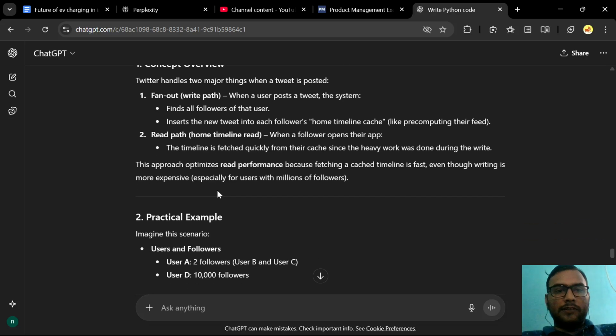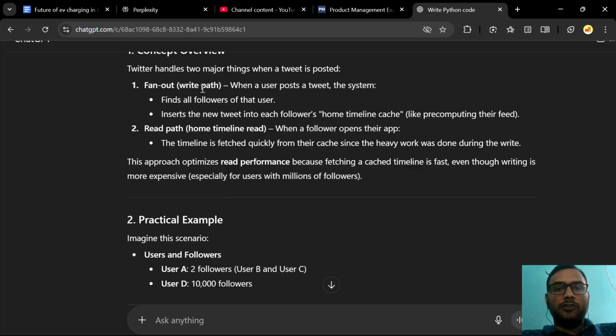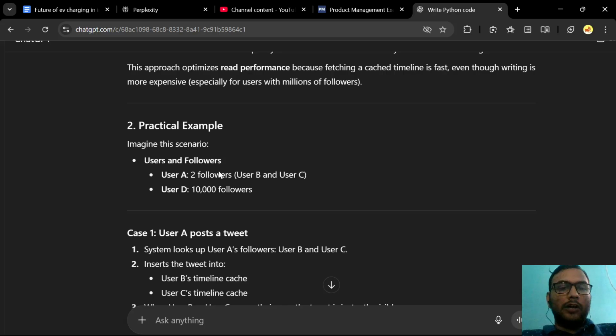So as we were discussing, the fan out write path is where a user posts a tweet, and the system needs to find all followers of that user and insert that new tweet into each follower's home timeline. And second is home timeline read, which is a read path. Now they have taken an example.